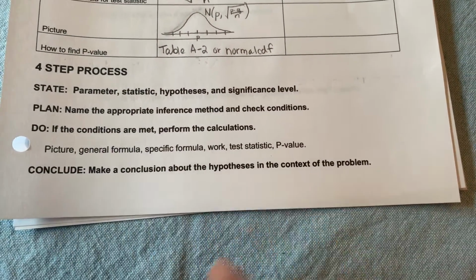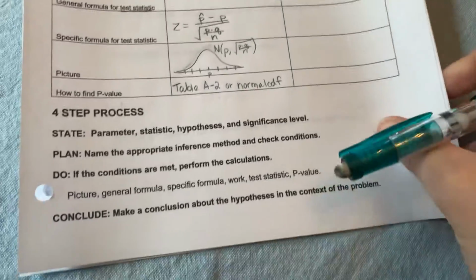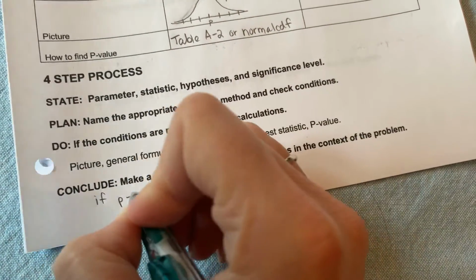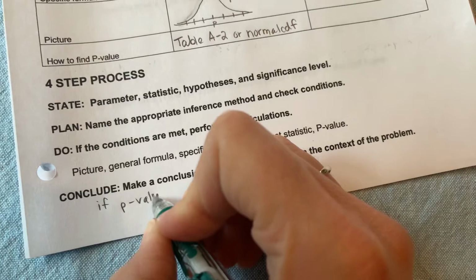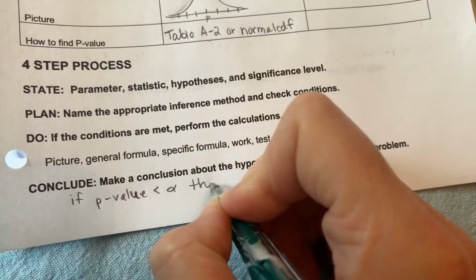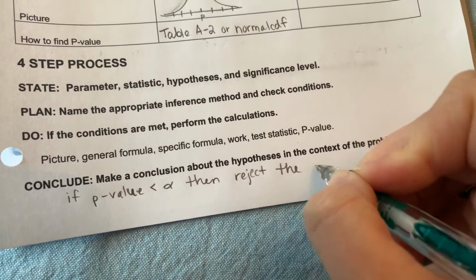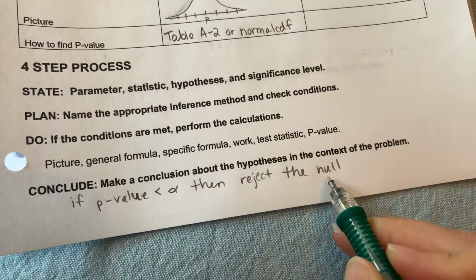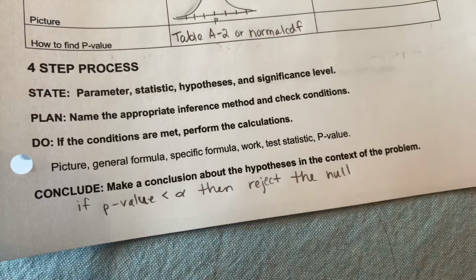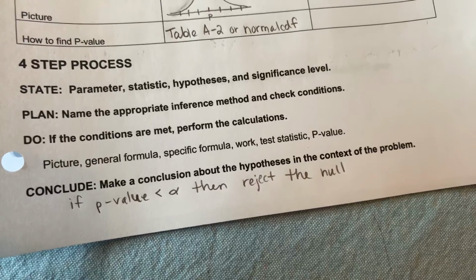We make a conclusion about the hypotheses in the context of the problem. So I just want to remind you here that if your p-value is less than alpha, whatever alpha is, then you reject the null hypothesis. And of course, you have to put that in the context of the problem. So you'll say, we do have convincing evidence against the null, or meaning the same thing, you could say, we do have convincing evidence for the alternative.